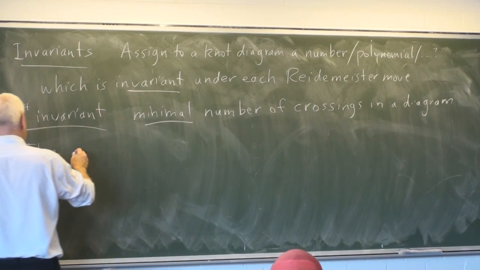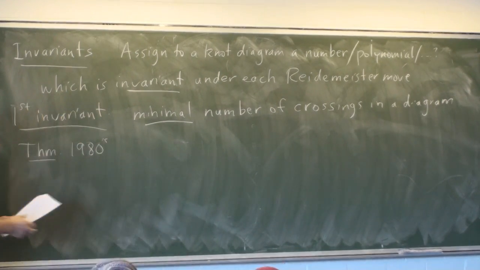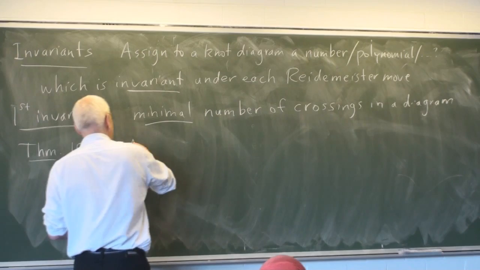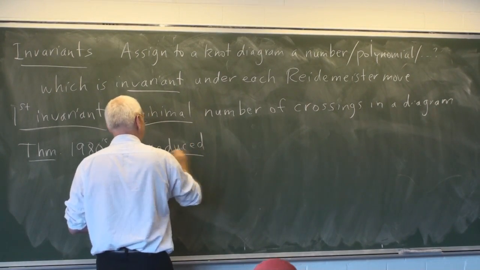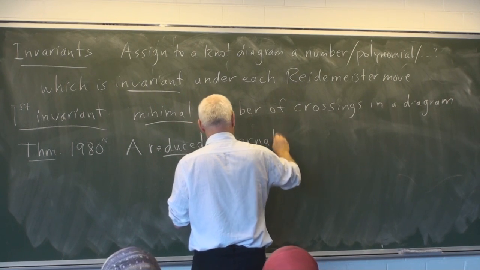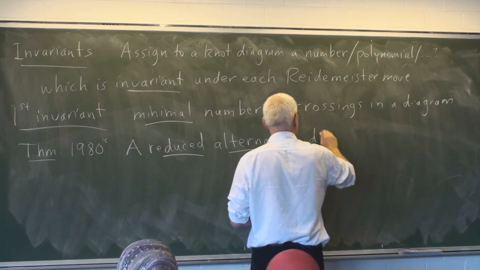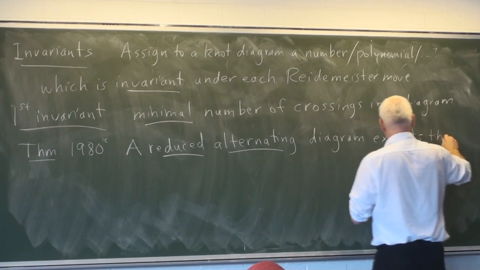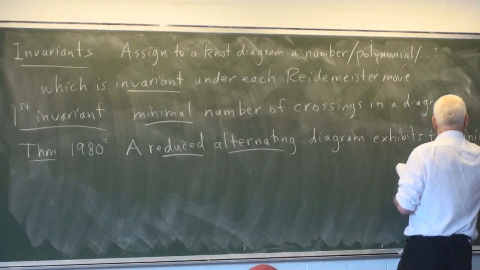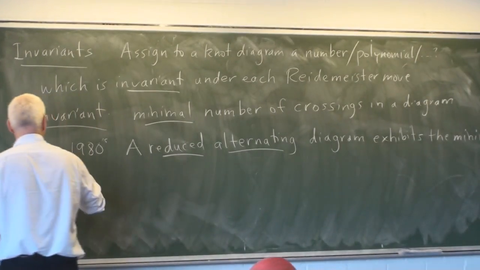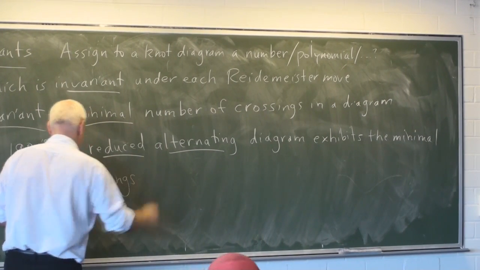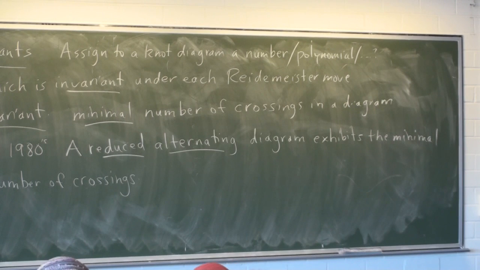Fortunately, in the 1980s, three prominent knot theorists, Kauffman, Murasugi, and Thistlethwaite, proved a lovely theorem that says that a reduced alternating diagram exhibits the minimal number of crossings. So I have to explain what those words mean. So the notion of an alternating representation or an alternating diagram is a very important one.